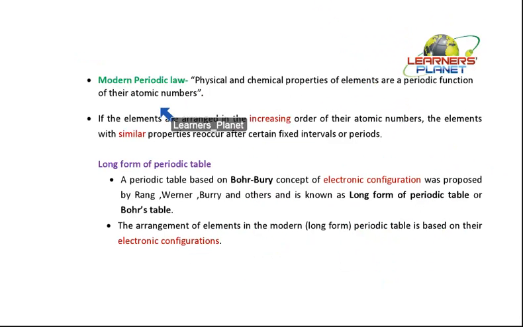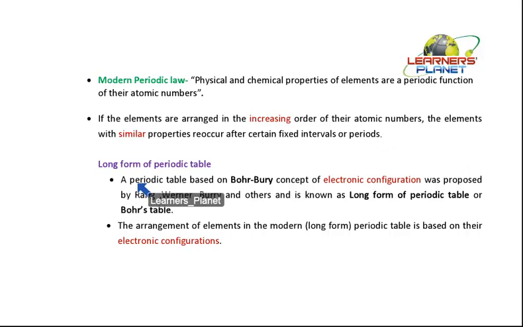Based on this, there was the modern periodic law, and it states that physical and chemical properties of elements are a periodic function of their atomic numbers. If the elements are arranged in the increasing order of their atomic numbers, the elements with similar properties reoccur after certain fixed intervals or periods. I'll elaborate on this in the periodic table.